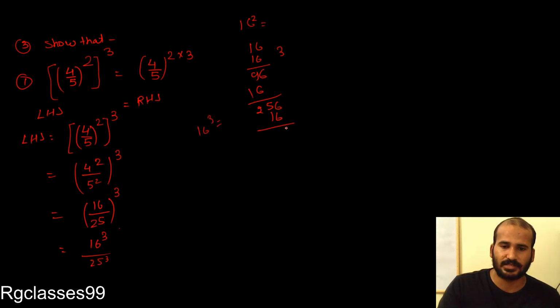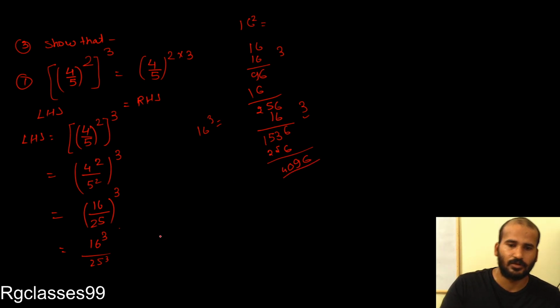So 6 times 6 is 36, 6 carry 3, 6 times 5 is 30 and 3 is 33, carry 3, and 6 times 2 is 12, 12 plus 3 is 15, and 6 5 2. So this will be 6 5 3 6 9 and 5 5 10 0 and 2 1 3 and 4. So this will be 4096.